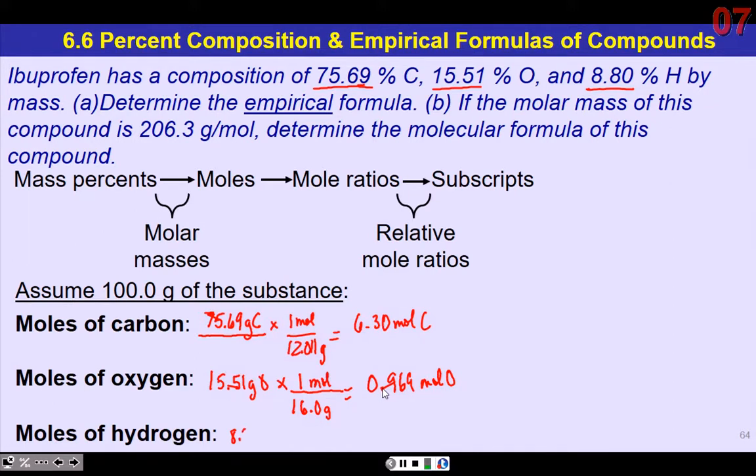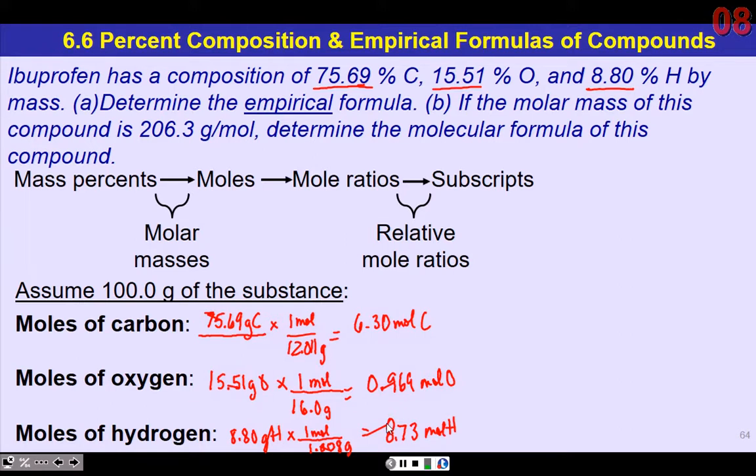And then next we'll determine the moles of hydrogen using its percent. So apparently out of 100 grams you have 8.8 grams of hydrogen. And you'll take that times the reciprocal of its molar mass, which is 1.00 grams per mole. And when you put that into your trusty calculator, we'll discern that this would be 8.73 moles of hydrogen.